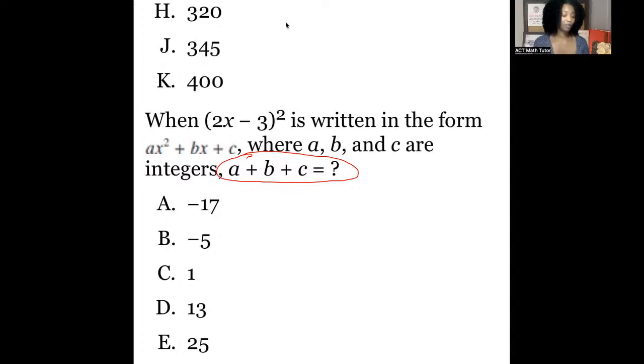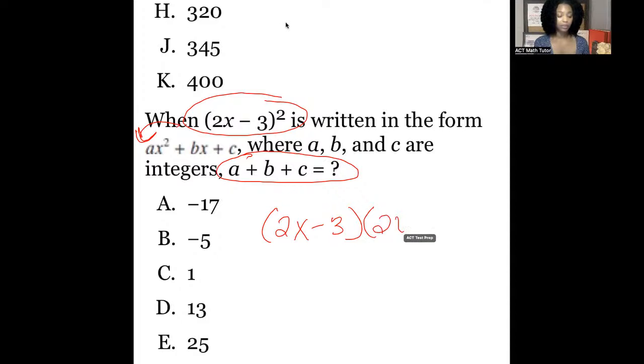So we need to use the given information above to find out the values of all 3 variables. They gave us 2x minus 3 squared, that binomial squared, and they're asking, what would it look like if you wrote it into this form? Okay, so we need to multiply it out. We have 2x minus 3. If I square it, then I'm multiplying it times itself, 2x minus 3.